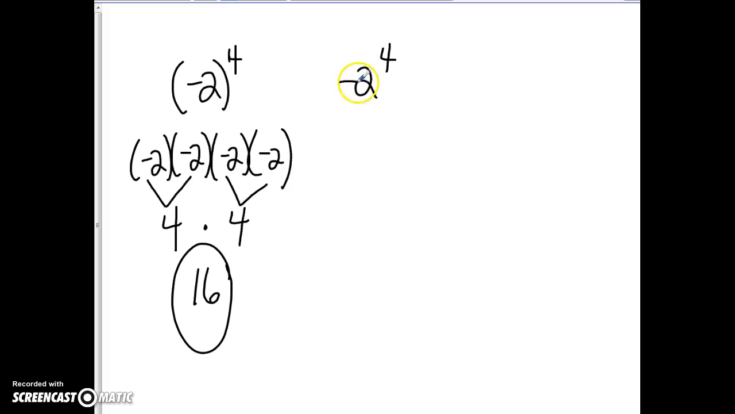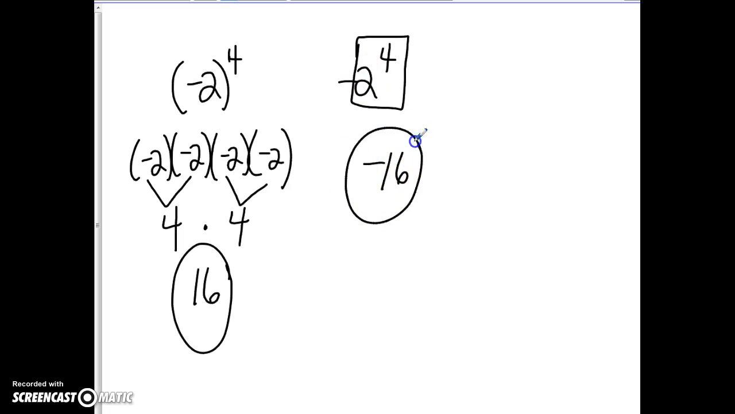Now the second one, so the negative sign is not in the parentheses, so it's just like doing 2 to the 4th, and then you're going to throw that negative sign out front. 2 to the 4th is 16, negative sign out front, so here your answer is negative. So notice how tricky parentheses can be. They can make your answers different signs depending on if there's parentheses or not, and it also depends on whether your exponent is even or odd.